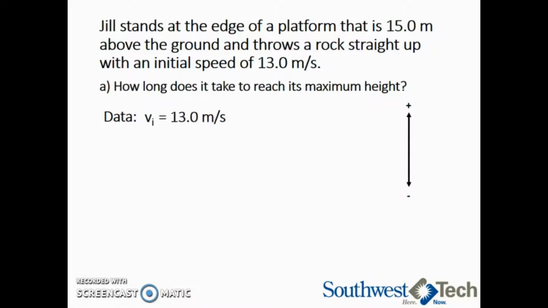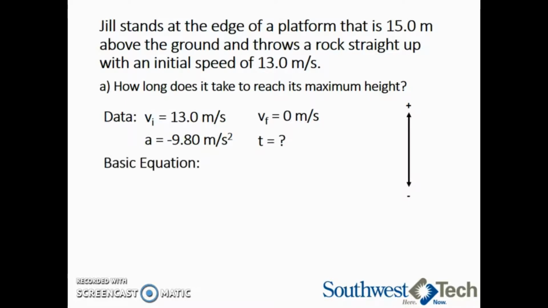We know the initial velocity is 13 meters per second. This will be positive since initially the rock is thrown up, which we defined as positive. The acceleration is negative 9.80 meters per second squared. It is negative because down is defined to be negative, and the acceleration due to gravity is acting downward. The final velocity is 0 meters per second because this is the point where the rock reaches its maximum height. At this maximum height, the rock is no longer moving for a split second. We are trying to find time, so we will write that down as well.